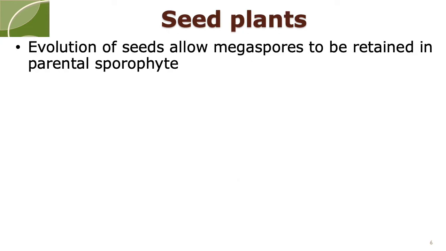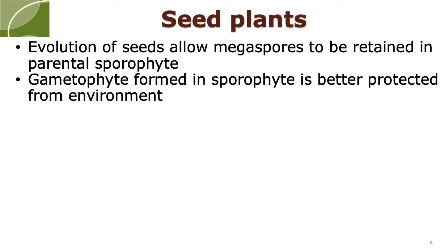Now, all the plants that we have covered so far, including the non-vascular plants and the lycophytes and pterophytes, are plants that do not make seeds. Now, as time passed, the evolution of seed plants occurred, and the evolution of seeds allowed the spores to be retained in the parental sporophyte. In the case of seed plants, the gametophyte formed in the sporophyte is better protected from the environment, and hence the chances of mutations in the gametophyte are rarer.